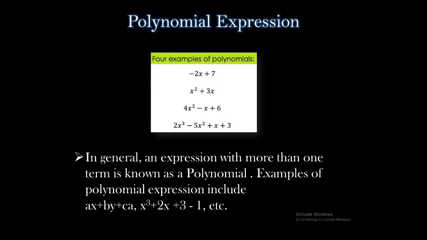Polynomial. In general, an expression with more than one term is known as polynomial. So that can contain two terms, three terms, four terms, and even more than four terms. Like it can also contain 10 terms or 100 terms, like that. It just goes on forever. But if we have only one term, that cannot be called a polynomial. For example, we have ax plus by plus ca, or x to the raised power of 3 plus 2x plus 3 minus 1, etc.